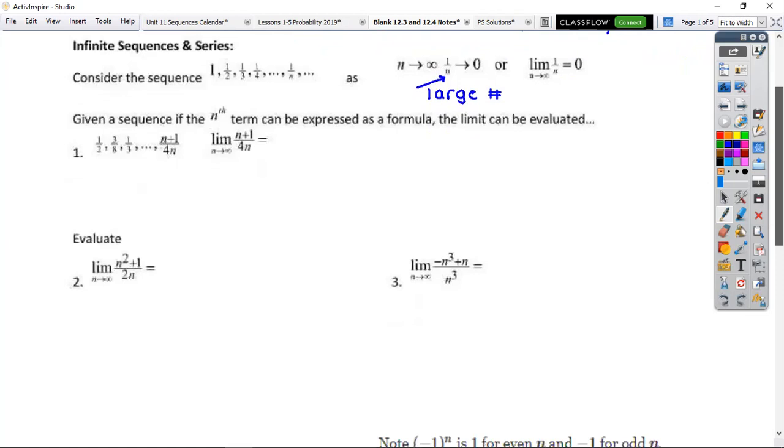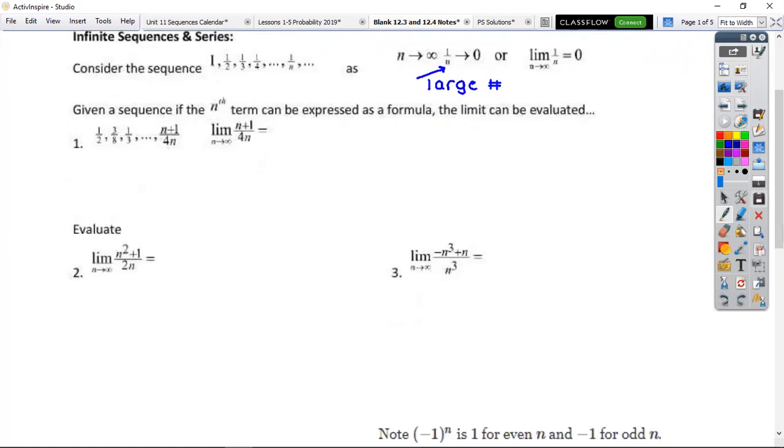So number 1, I gave you the limit of n plus 1 over 4n, and you want to find it as n approaches infinity. To evaluate these limits, you want to divide each term by the highest power of n that you see. These always follow patterns, so eventually, once they come back to you, you don't have to show every little thing.